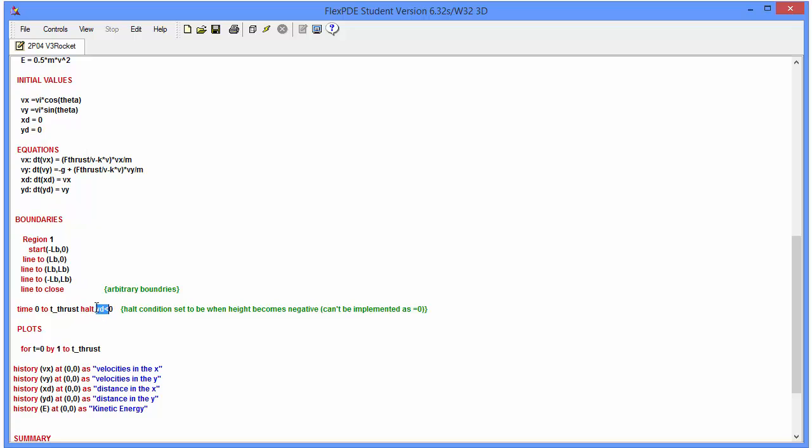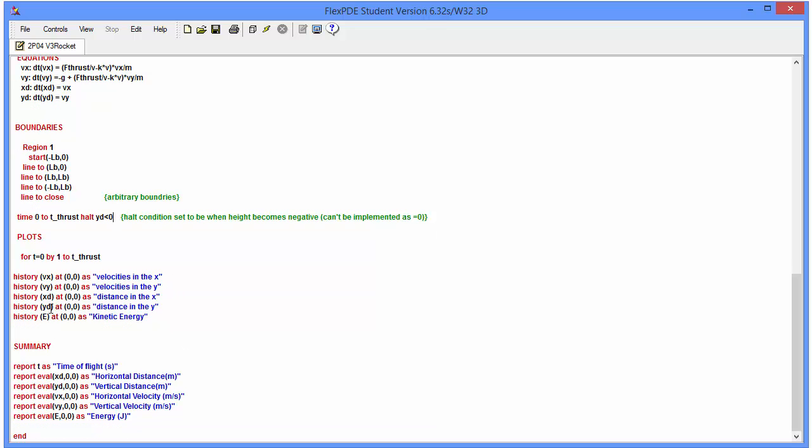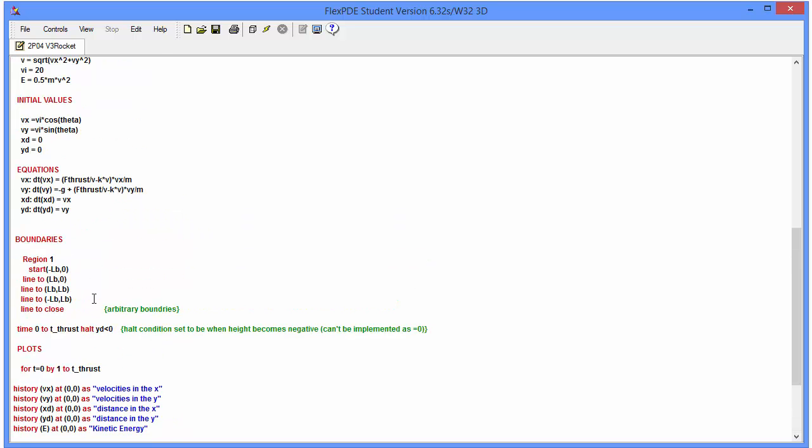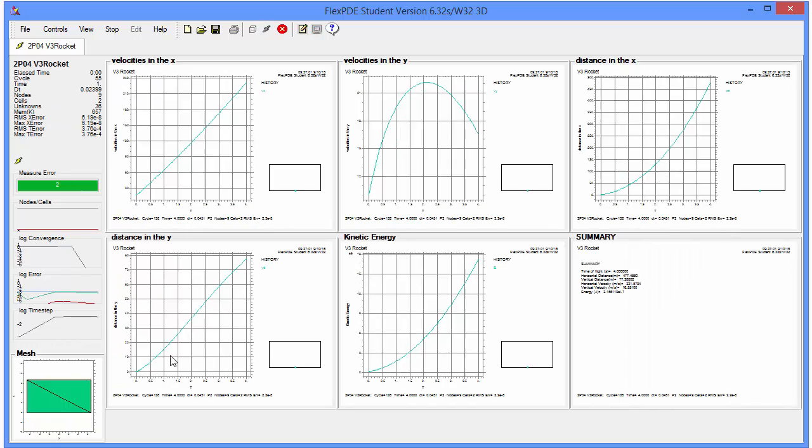And then if at some point along the way the height becomes negative, then we're going to stop as well. We're going to plot out what the velocities and the positions were, and also let's plot the kinetic energy just to have some fun with that, and then report on the final values at the end of this. So this report at 0, 0 is saying the 0, 0 is in terms of the position that we're at. It's going to report the final values of these, so the value at the last time step. Let's give this a shot.